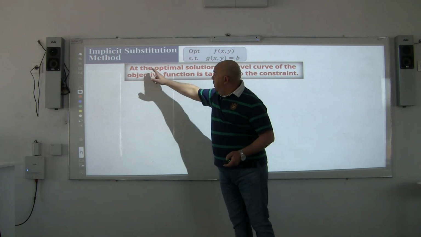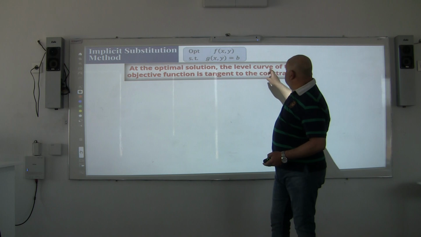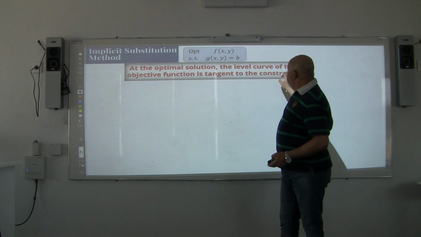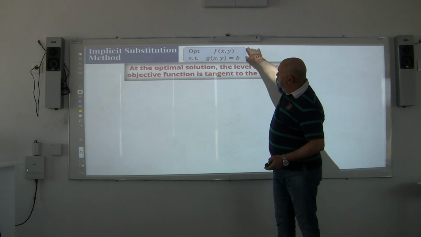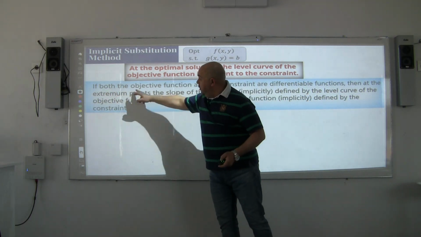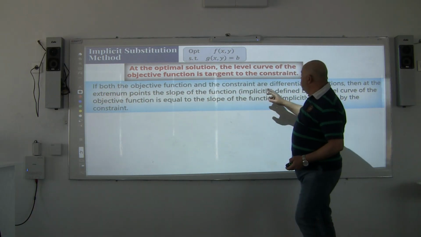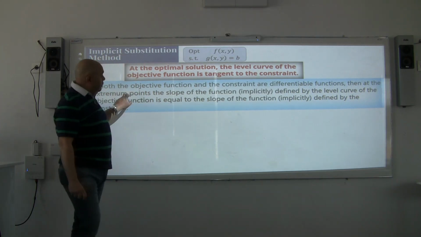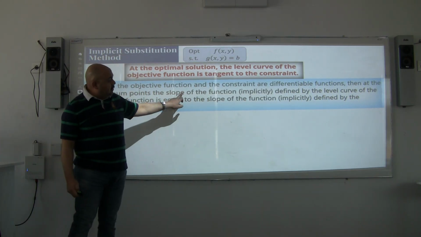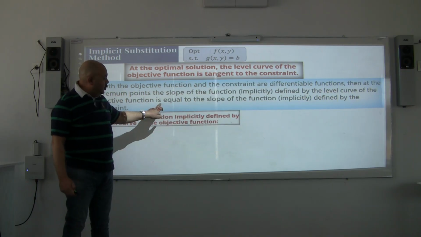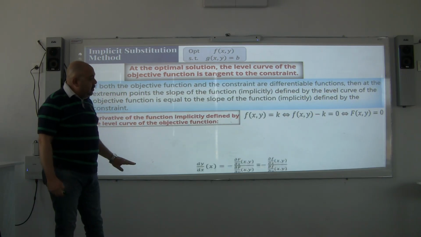So if you notice, at the optimal solution, the level curve of the objective function is tangent to the constraint. That means their slopes equal each other. And it is written here too: if both the objective function and the constraint are differentiable functions, then at the extremum point, the slopes of the two functions, defined by the level curve and the set of solutions, will be equal to each other. That's mainly the key.